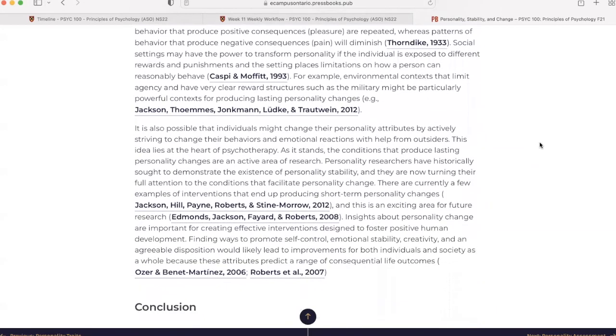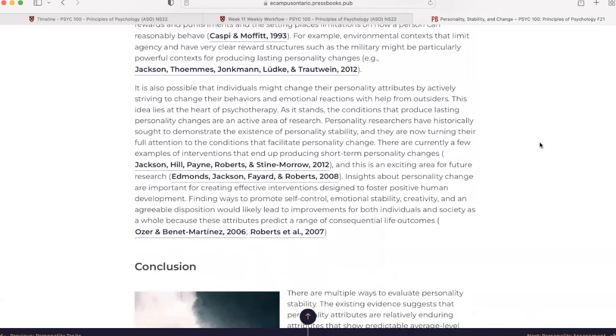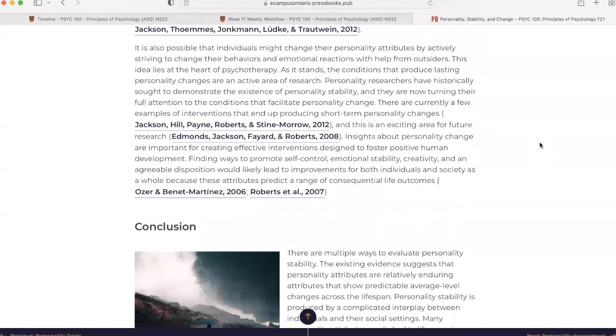For example, environmental contexts that limit agency and have very clear reward structures, such as the military, might be particularly powerful contexts for producing lasting personality changes. It is also possible that individuals might change their personality attributes by actively striving to change their behaviors and emotional reactions with help from outsiders. This idea lies at the heart of psychotherapy. As it stands, the conditions that produce lasting personality changes are an active area of research.